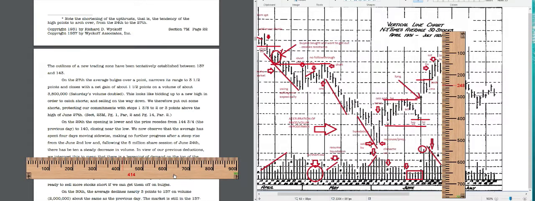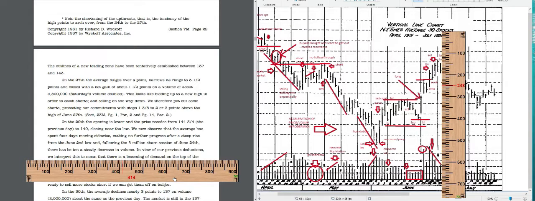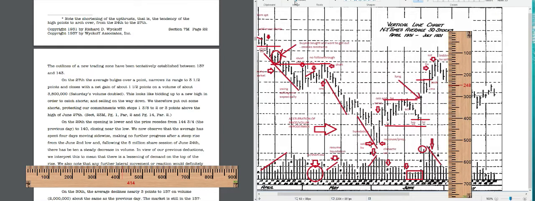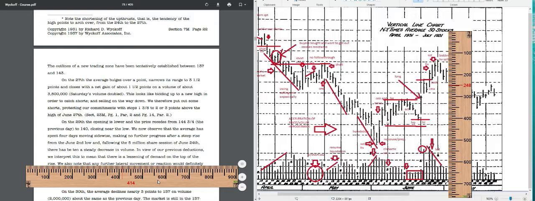In view of our previous deductions, we interpret this to mean there's a lessening of demand at the top of the rise. So this right here, he's interpreting as lessening of demand at the top of the rise. At the top of the rise, so we'll just add that: lessening of demand at the top of a rise.